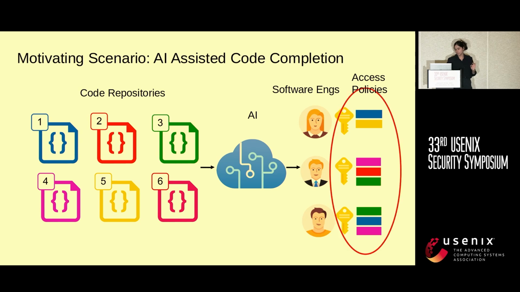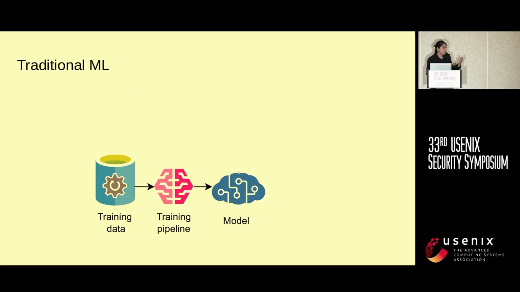Now, the question here is, how do we get this AI model to honor these access policies? And by that, I mean, how do we ensure that this AI model does not, to any given user or engineer, leak information from any code repository that that given engineer does not have access to? And so this is the main question that we are trying to target here. And quite literally, this is pretty impossible to do given how the current machine learning architecture is set up. And let me show you why.